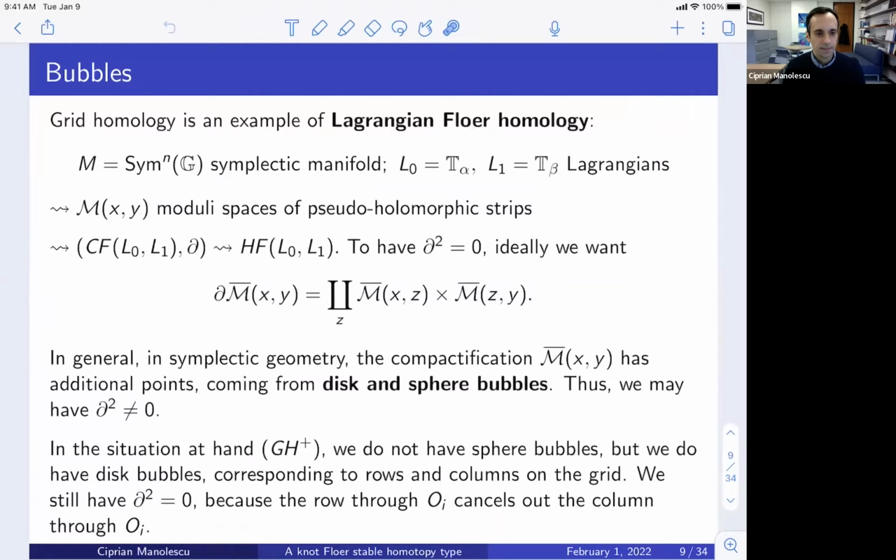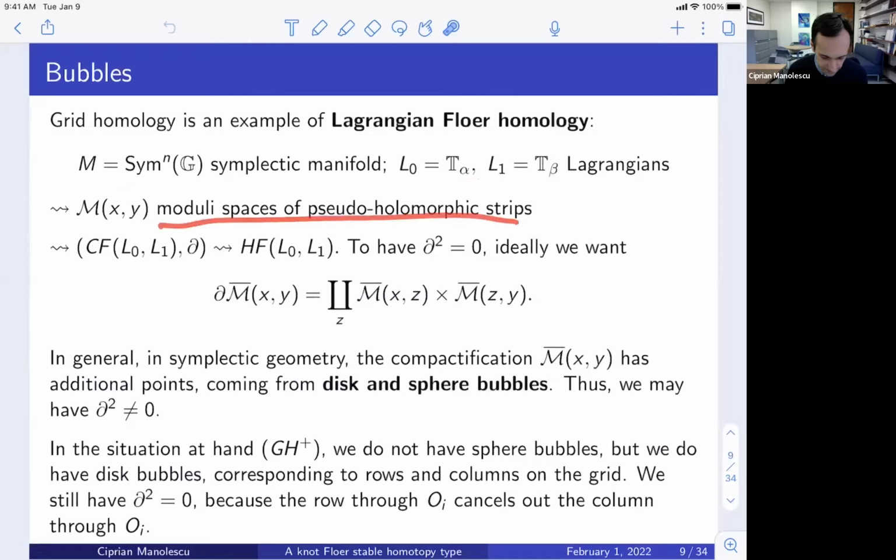So one important aspect of grid homology that we're going to encounter in this talk is bubbling. This is a general feature in Lagrangian Floer homology. Lagrangian Floer homology is about a symplectic manifold, and you have Lagrangians. In our case, it's a symmetric product of the grid, and then you have tori corresponding to products of the horizontal lines and products of the vertical lines, and you.